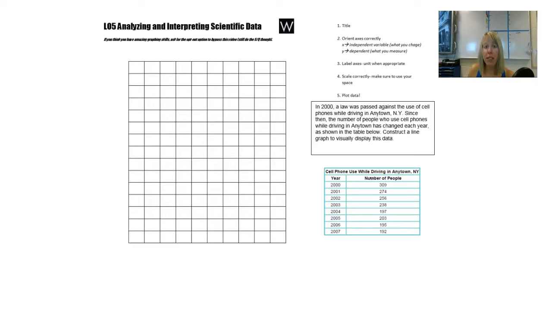So think of a good title. I'm going to pause the video here, let you write down a title, and then you can compare it to mine when you're done. I took the title directly from the table there. I said cell phone use while driving in Anytown, New York. So it's going to be clear to whoever's looking at this graph exactly what's going on.